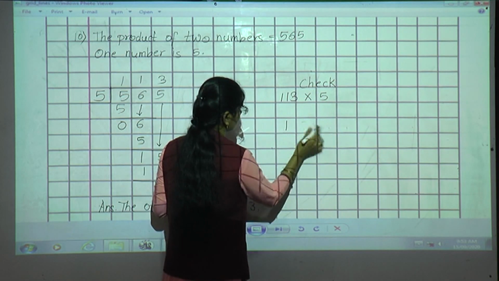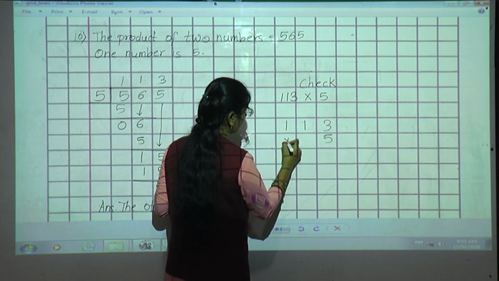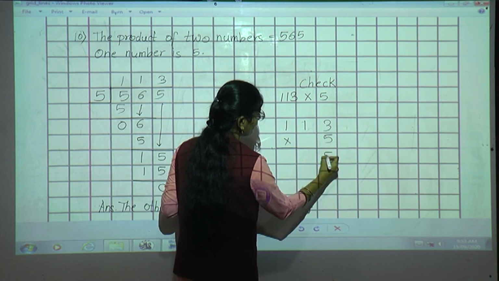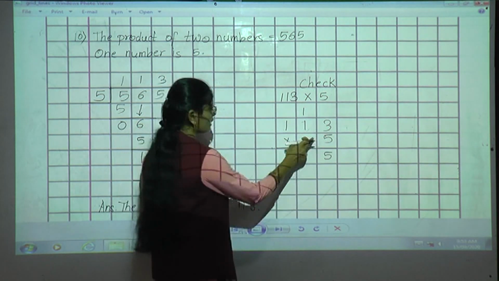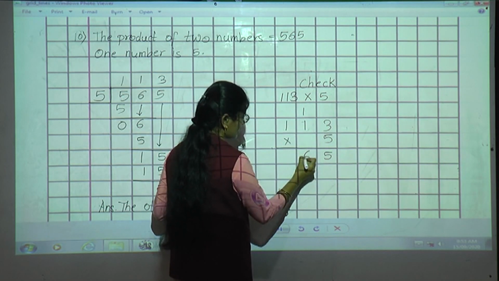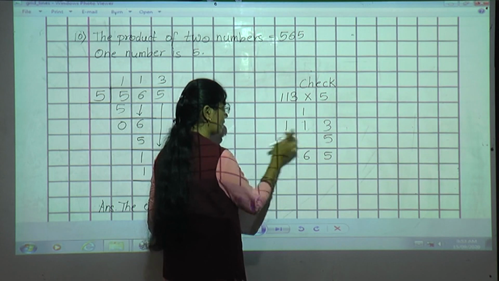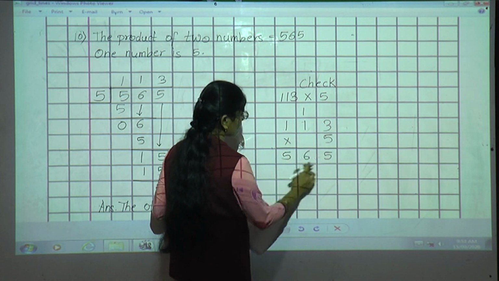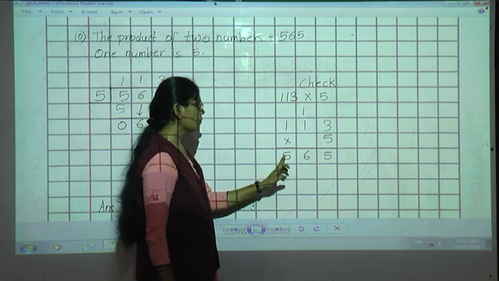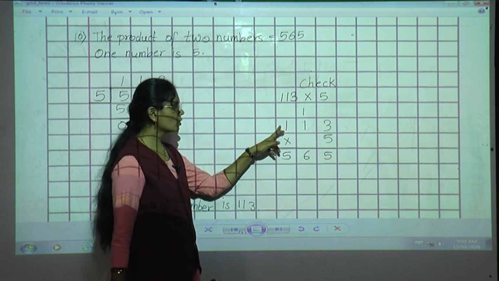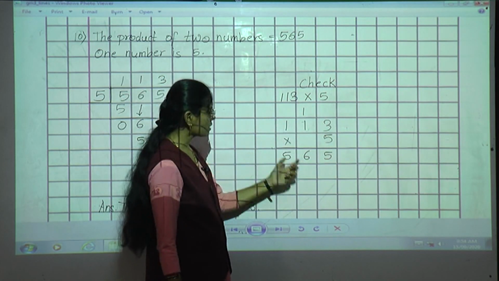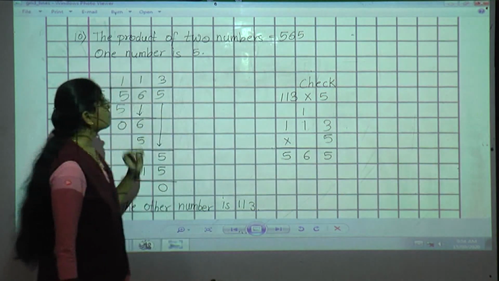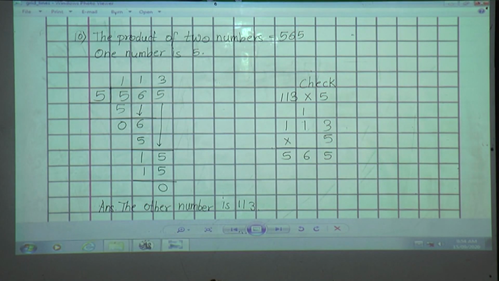So let us do the multiplication here. 113 into 5. Now 5 3s are 15. So here we will write 5 and carry 1 to the next place. Then 5 ones are 5 plus 1, 6. Then again 5 into hundreds, 5 into 1, 5 ones are 5. See, we got the answer, that is the product, 565. The product of two numbers, which two numbers? 113 and 5. The product of these two numbers is 565. It means our answer is correct, because the product of two numbers is 565 and one number is 5.